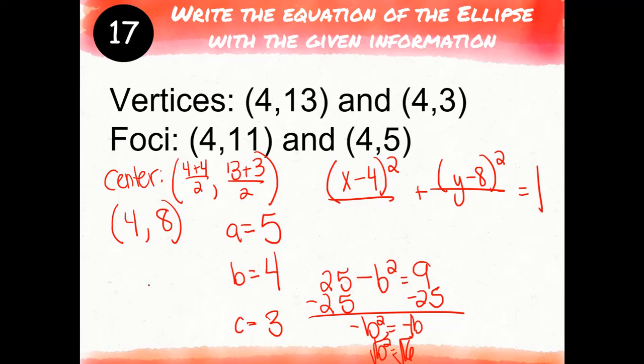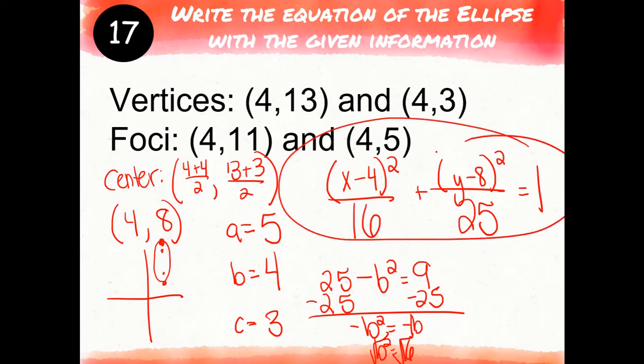Now, which way is this guy? Is he vertical? Is he horizontal? Let's do a quick sketch. (4, 13) is way up there. (4, 3) is right here. (4, 11) is up here. (4, 5) is there. And we know the co-vertices are somewhere here. Since my vertices are going up and down, and so are my foci, that means this guy is a vertical ellipse. So that means my A squared has to be under the y. So this would be 25. And then this will be 16 for an answer.